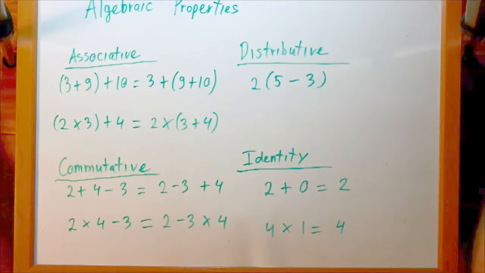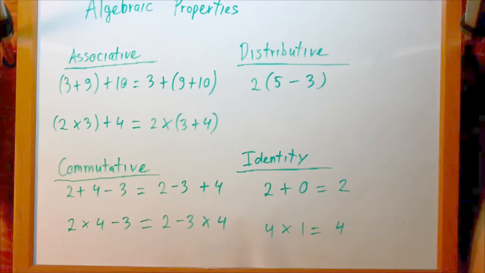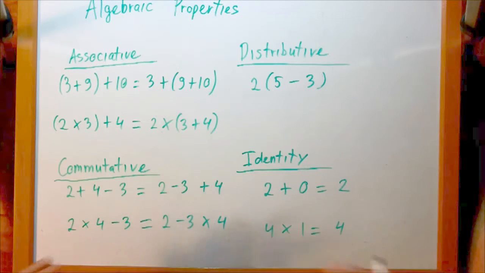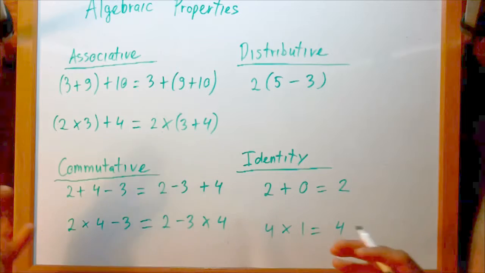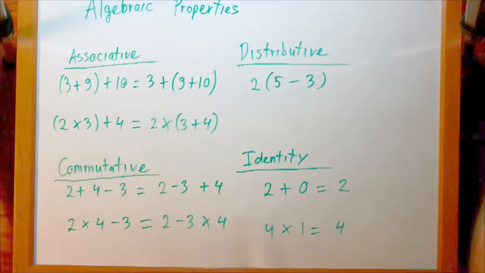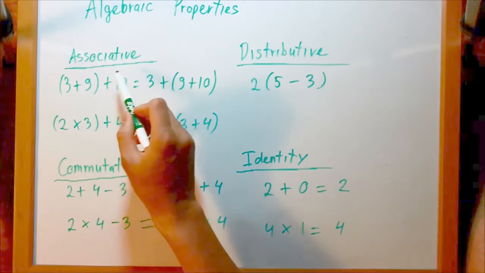Hey guys, for this video I'm going to talk about the 4 algebraic properties that allow algebra to work. So these are kind of trivial, they're common sense, but they are kind of like the law that dictates how algebra is supposed to work and why it makes sense. So let me go through them one at a time. So first we have the associative property.